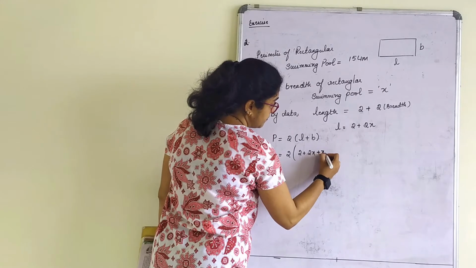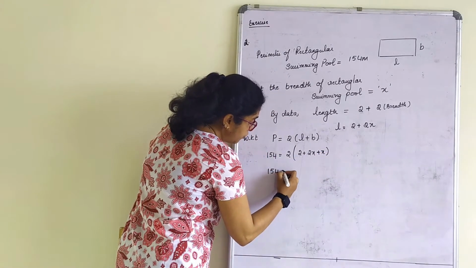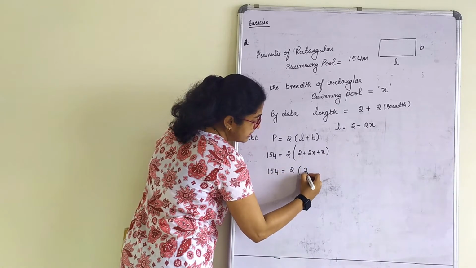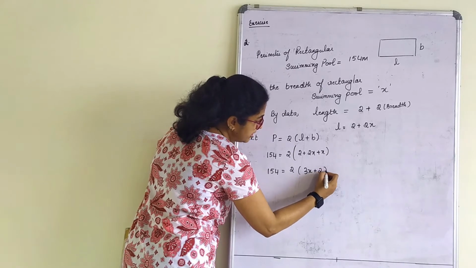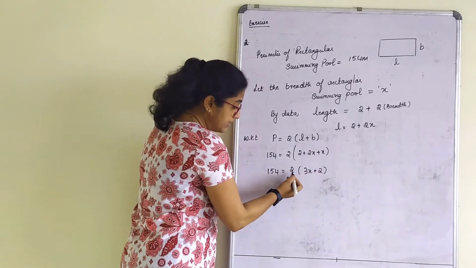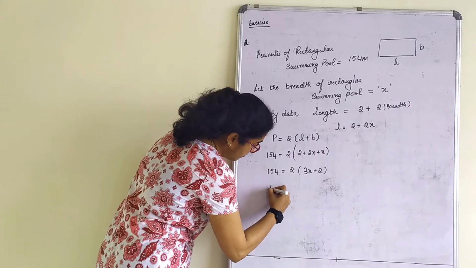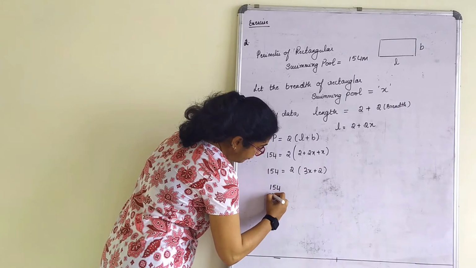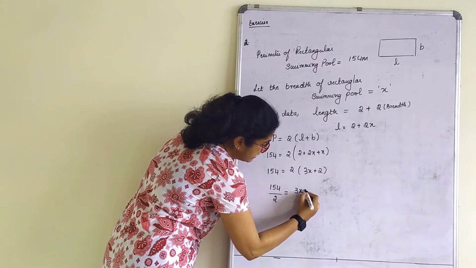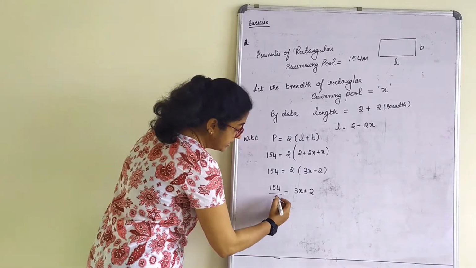x. Be very careful with the like and unlike terms. 154 is equal to 2 times, so 2x plus x is 3x, plus 2. Keep this as it is. Now next you want to multiply this or immediately you want to send this down. Yeah, we can send this down. 154 divided by 2 is equal to 3x plus 2. Okay. So here I can do the cancellation part.